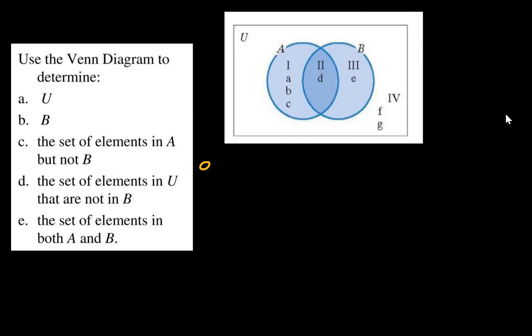Okay, hopefully you've done that now. So U, if you remember, is the universal set, curly brackets for set. That is everything: A, B, C, D, E, F, and G.